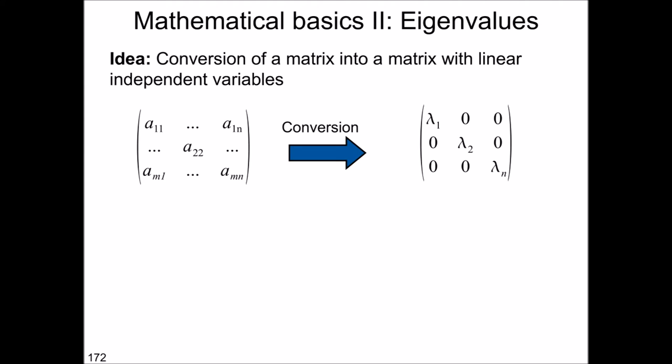So we proceed with the eigenvalue problem, and the idea is that a matrix is converted into a matrix with linearly independent variables. So you have an initial matrix, and afterwards you have a matrix where the variables are linearly independent. That means you have only values along the diagonal. We have encountered before that if, for example, the covariance of two descriptors above or below the diagonal would be zero, then there is no relationship between the variables.